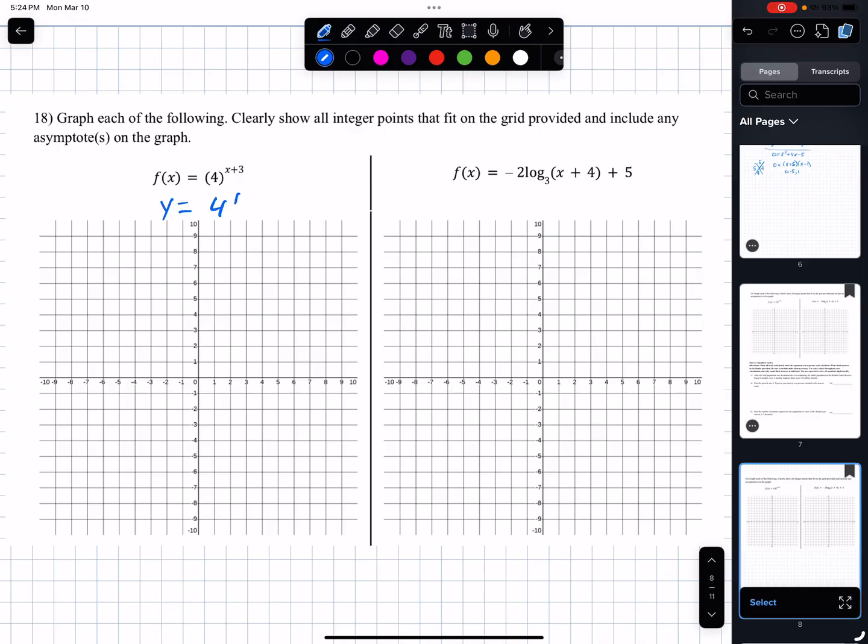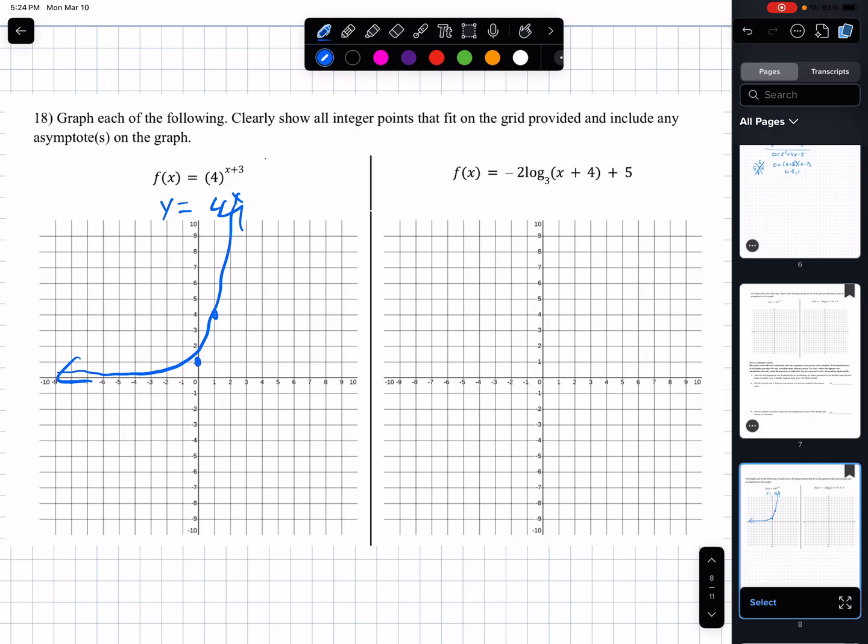y equals 4 to the x power, if I plug in 1, I get 4, right? If I plug in 0, I get 1. So that's the parent function, it goes like that. You don't have to graph the parent function, but it makes it easier, right?